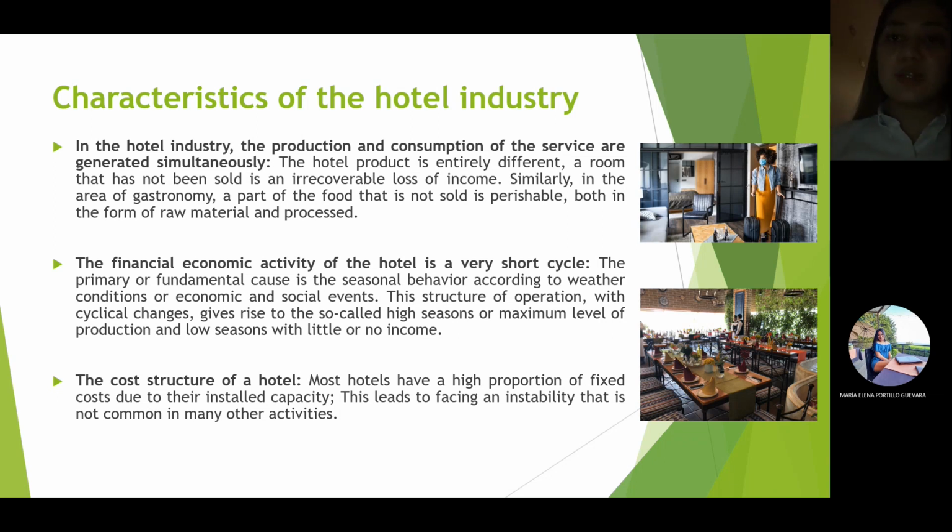So another characteristic is the cost structure of a hotel, because most hotels have a high proportion of fixed costs due to their installed capacity. This leads to facing an instability that is not common in many other activities.